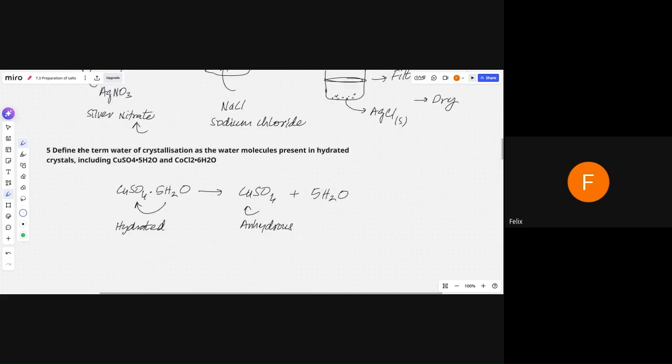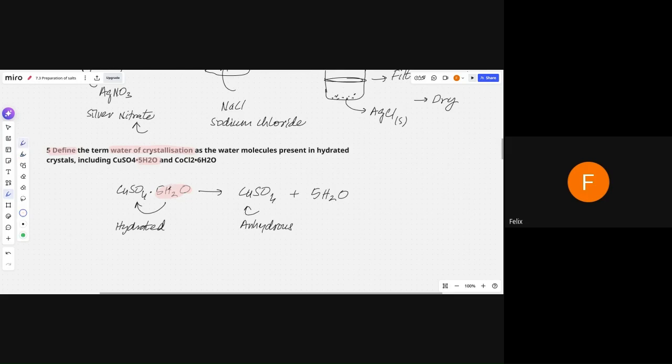Now, define the term water of crystallization. The water which you see connected to a salt has a special name. In hydrated salts, the water part that is attached to the salt is called water of crystallization. You just need to remember this term. The key word is define. So, define the term water of crystallization as the water molecules present in hydrated crystals. These are the two examples.